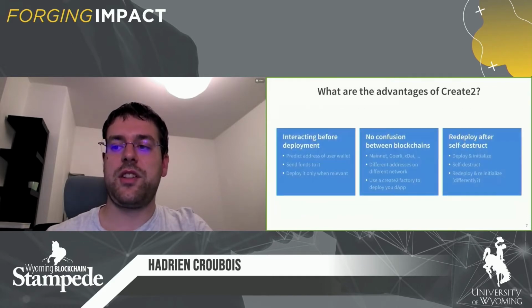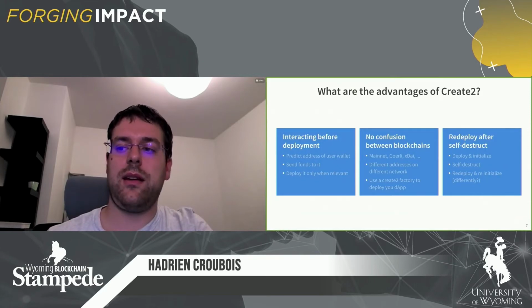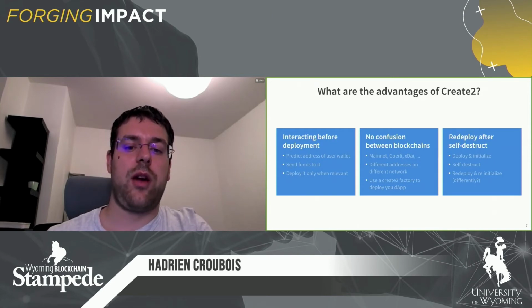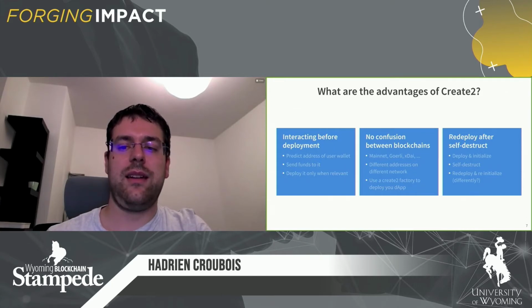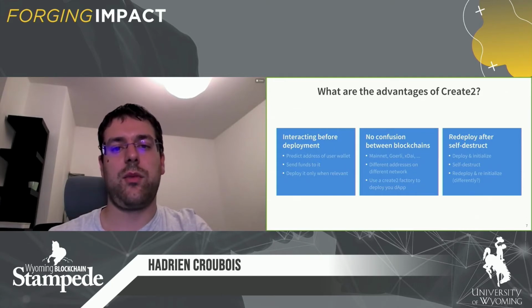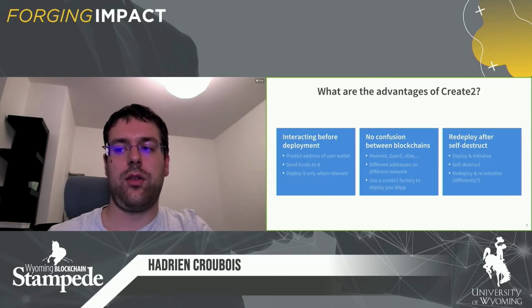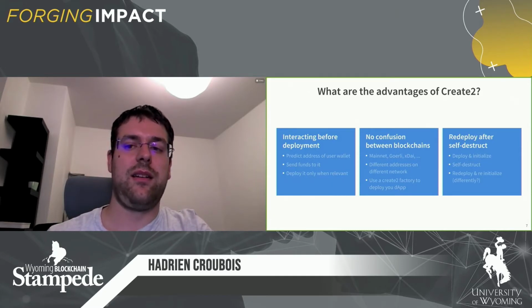So what are the advantages of Create 2? Well, the advantage of Create 2 is that by creating new smart contracts using this opcode, you can deploy new assets and know their address in advance. For example, you can predict the address of a user's wallet before it's even deployed. And this provides interesting use cases where you can ask someone to put funds on the address of their wallet before the wallet is even deployed.